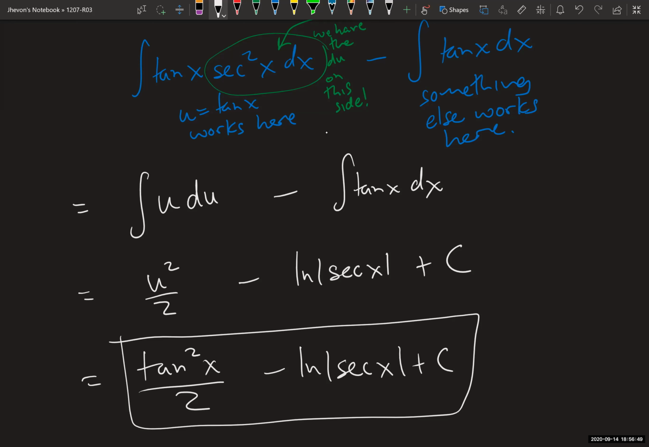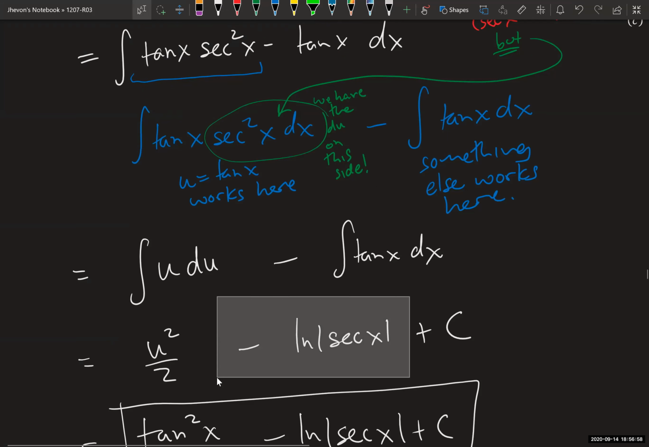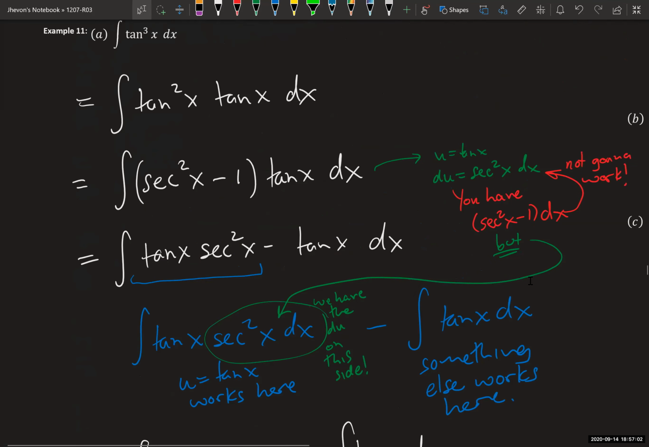Was that the rule where it was also okay to write it as the negative ln absolute value of cosine x? Yes, in which case this would become plus ln of cosine. Okay, that would be acceptable though. Yes. Okay.